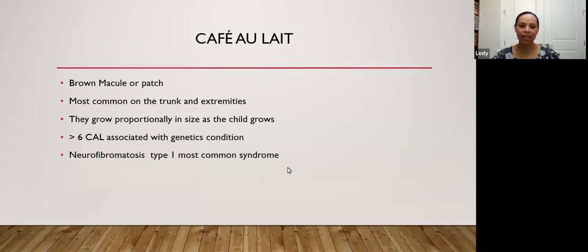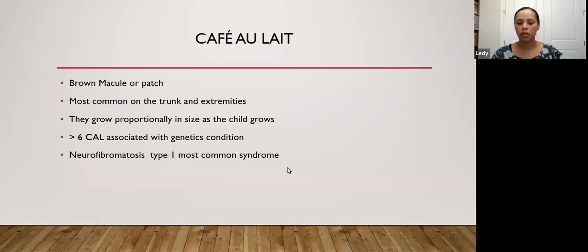A café au lait is a brown macule, so it's completely flat, that appears on the skin. It's most commonly on the trunk and the extremities. They grow proportionally in size as the child grows. I always tell the parent, this macule is just going to stretch as your child grows, especially if it's on the arm or the trunk. It's not necessarily that the actual patch is going to spread. If it's spreading, then it's definitely not a café au lait.